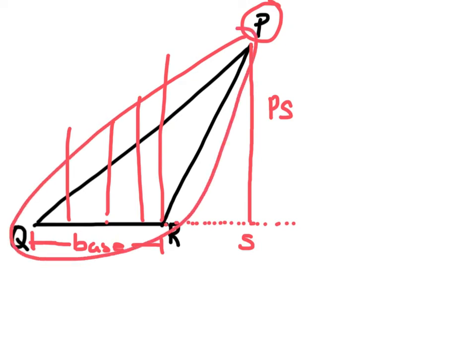PQR. But because the height always has to be perpendicular to the base, we have to extend out this artificial line to create the perpendicular line that goes up through vertex P. Let me show you another example.